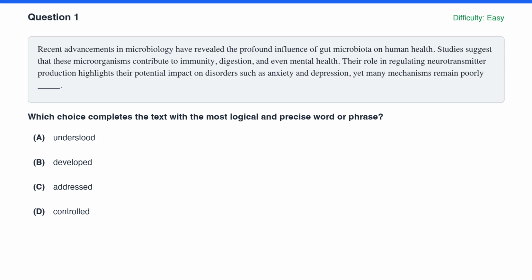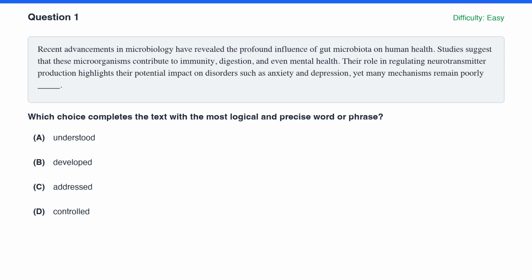Let's start with an easy one. The passage talks about gut microbiota. Recent research has revealed their role in immunity, digestion, even mental health. But the last sentence says, many mechanisms remain poorly blank. Step 1, cover the choices. I'm reading the sentence and the one before it, ignoring A through D. The passage shows scientists have made discoveries, then pivots with, yet many mechanisms remain poorly blank.